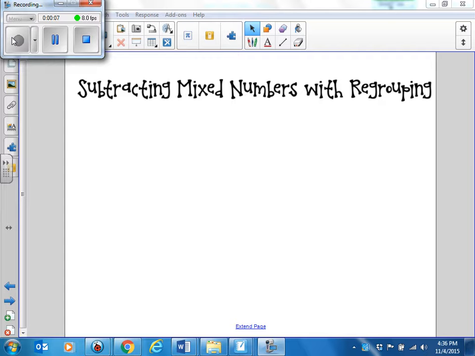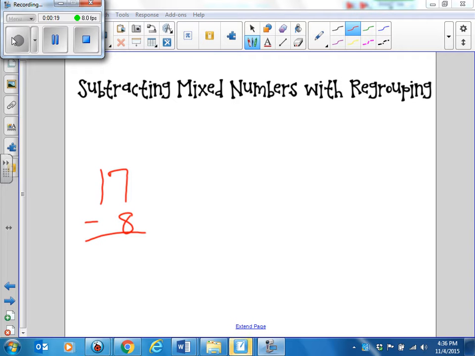What we're going to be doing is borrowing. So if we have 17 minus 8, you already know 17 minus 8 is 9, but if we were going to solve it mathematically on paper, we would cross out the 1 to borrow from it, and we would borrow that 10 from here, and that would become a 17, and that would be 9. We're going to be doing the same type of thing with subtracting fractions. We need to borrow from the whole.